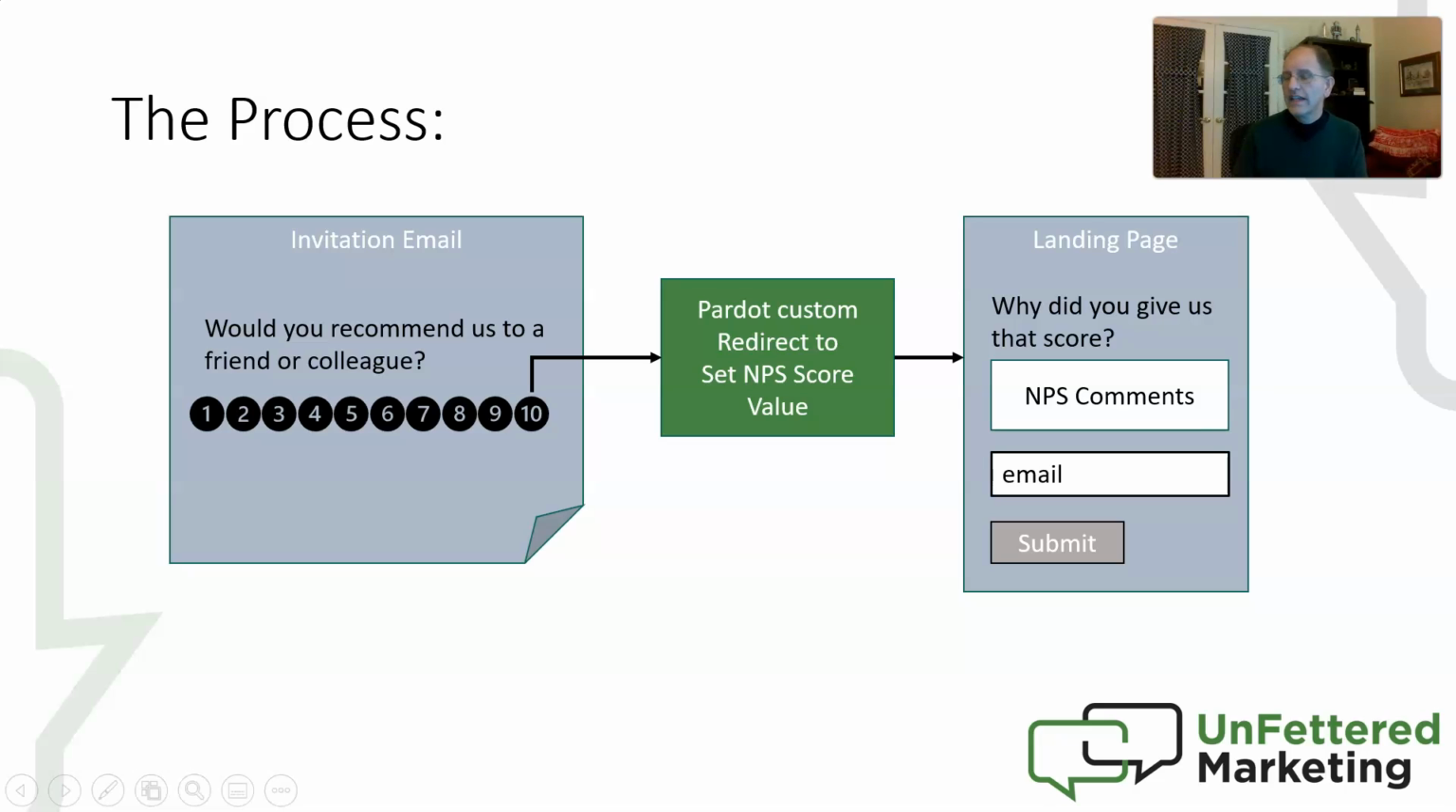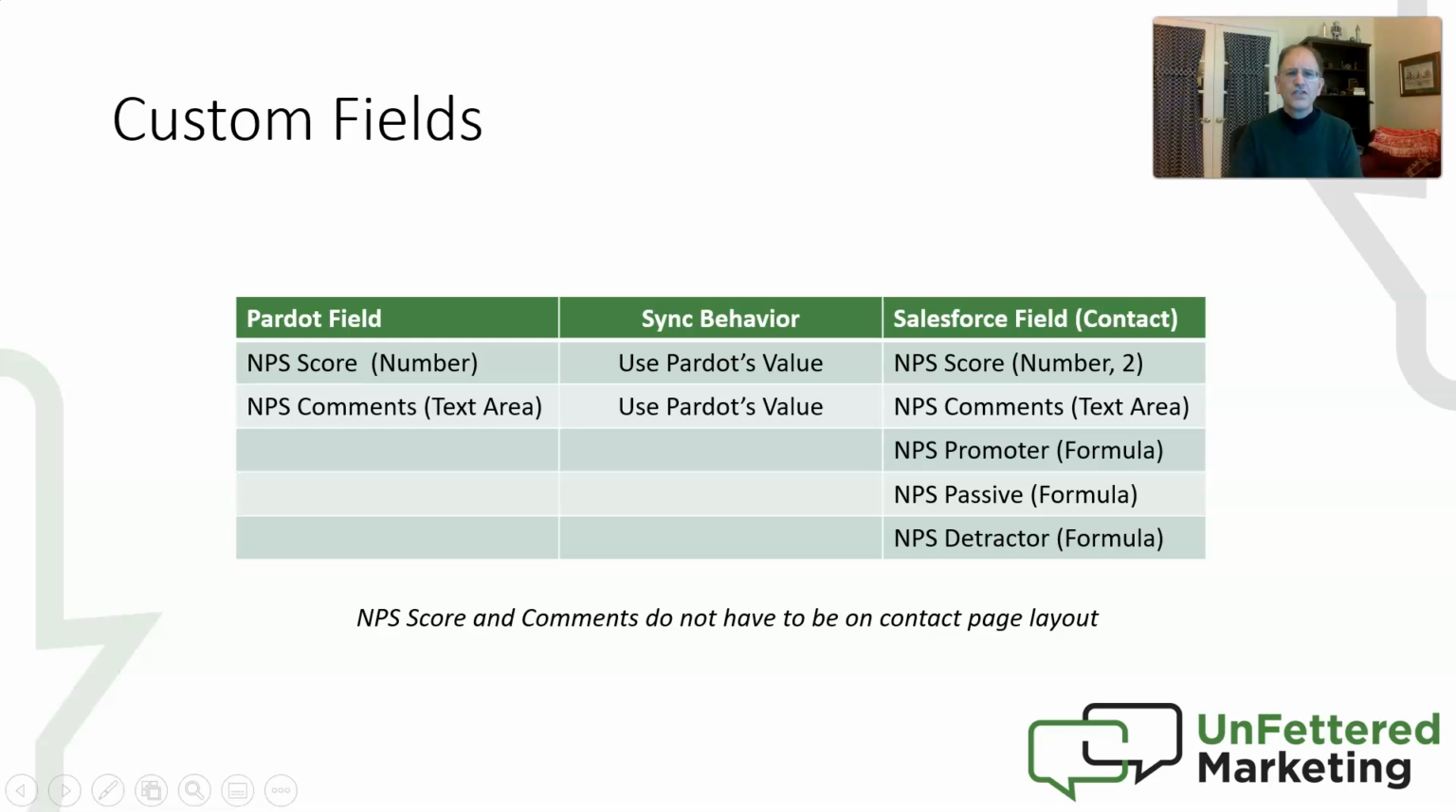And then this goes to a landing page, which is the second question. And really, that's the process. That's it. It's just the invitation email and this one question on the landing page. So let's start with what are the custom fields that we need.